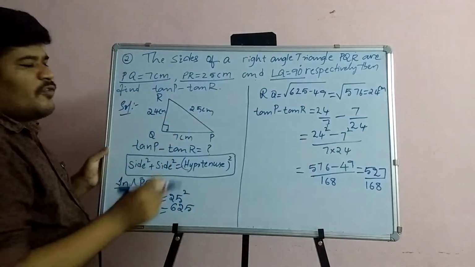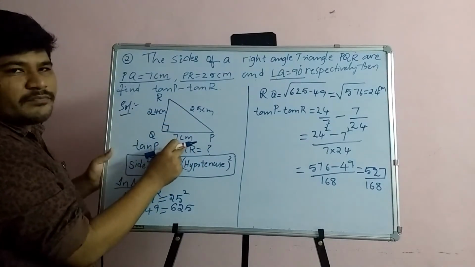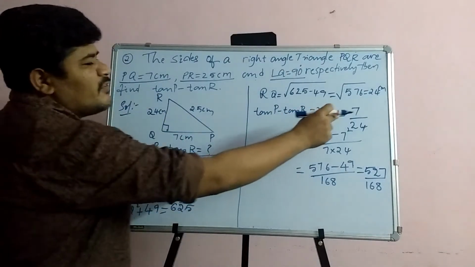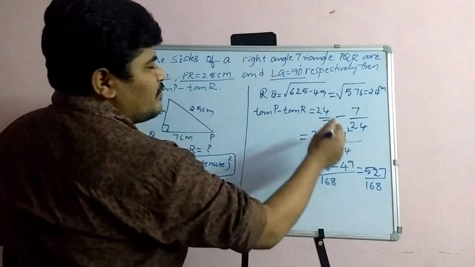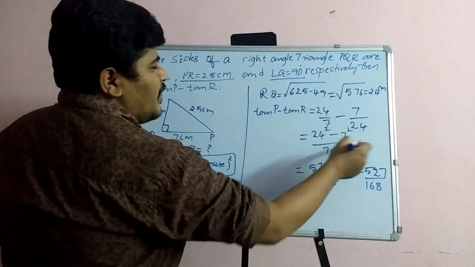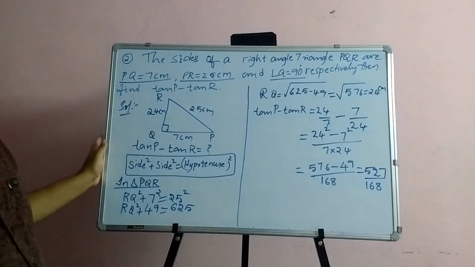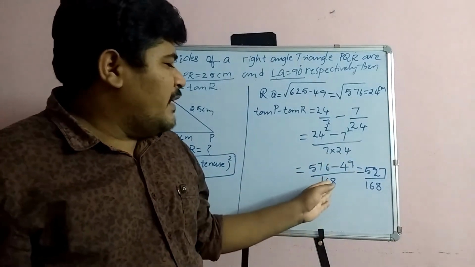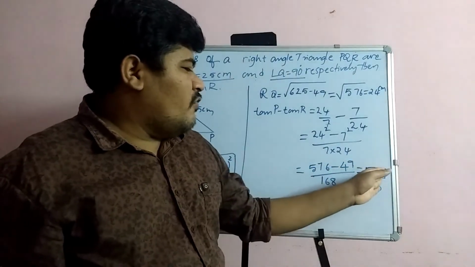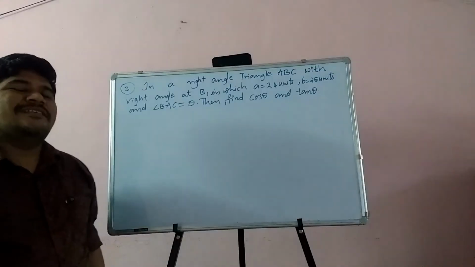After that we found tan P and tan R. Tan P is equal to 24 by 7, and tan R is equal to 7 by 24. So 24 by 7 minus 7 by 24. By taking cross multiplication, 24 into 24, 24 square minus 7 into 7, that is 7 square, by 7 into 24. So 24 square value is 576 minus 7 square is 49 by 168. What is the value of 576 minus 49? 527. So 527 by 168.